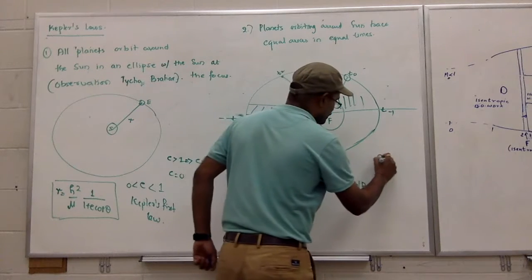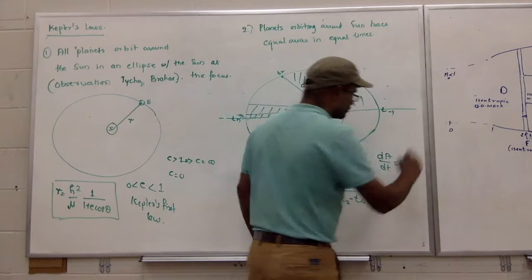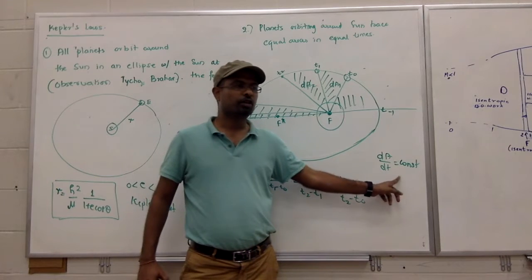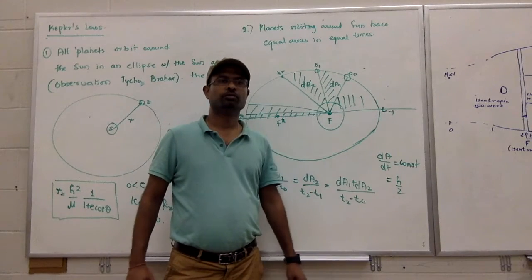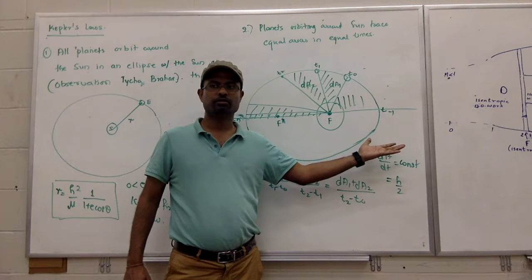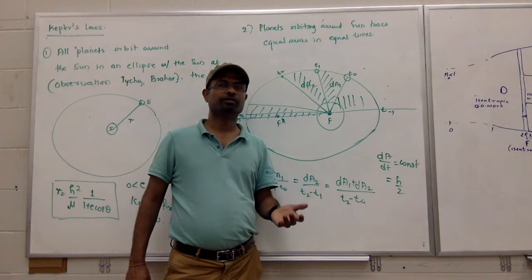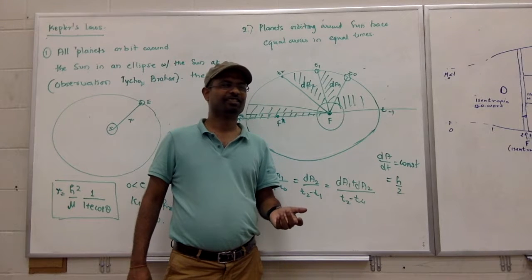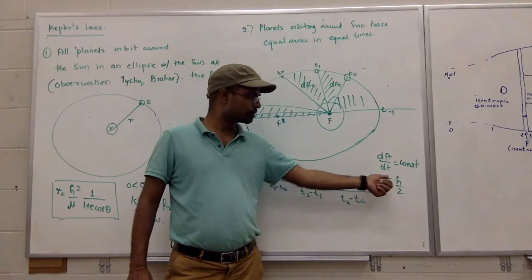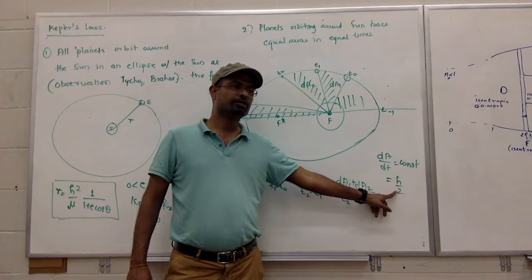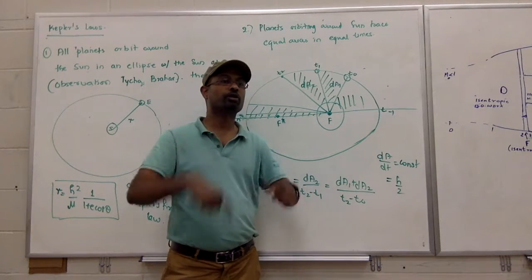So dA by dt is what? Constant. This dA by dt, which is constant, is h. What do you know about h? We discussed this yesterday. What do you know about h? It's conservation of angular momentum. It is conserved, or constant. H is also conserved. So this is constant, this is constant. Okay? So you see how it all depends on the conservation principle.